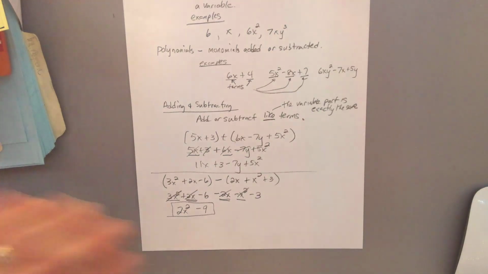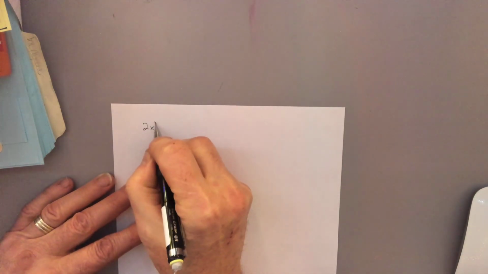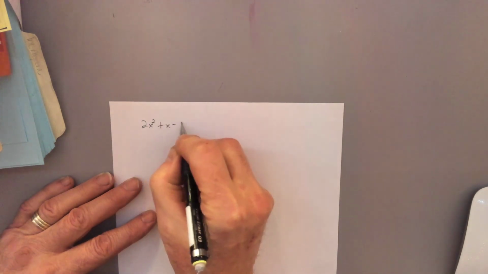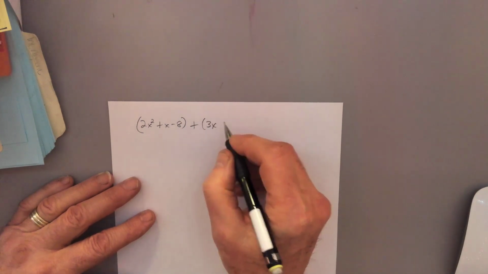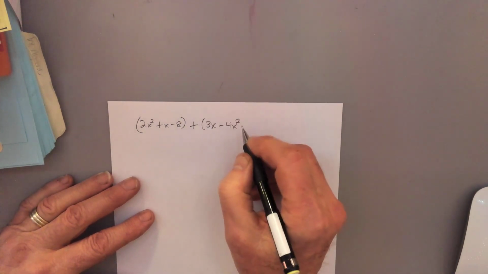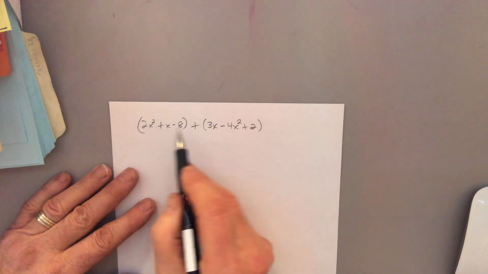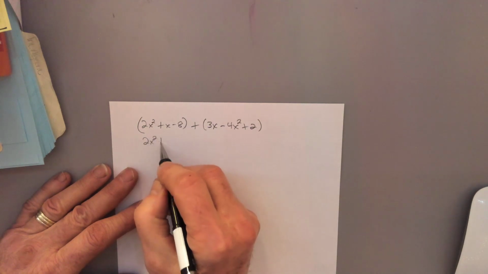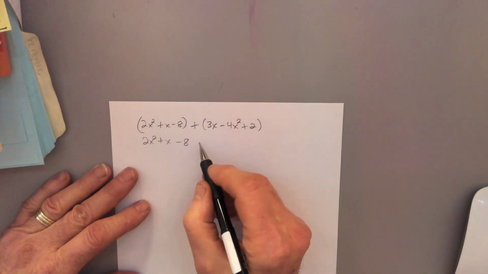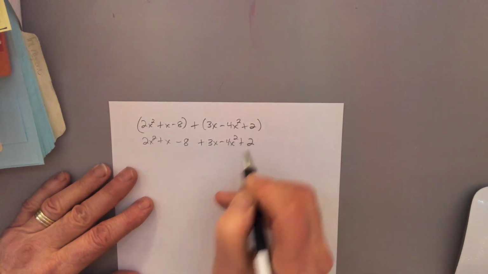Okay, let's look at another example here. Turn this over. Let's do 2x squared plus x minus 8 plus 3x minus 4x squared plus 2. So again, first thing you want to do is get rid of parentheses. Out in front, this is a plus, so I just drop the parentheses. 2x squared plus x minus 8 plus out in front of this, so I drop the parentheses and leave everything inside just like it is.